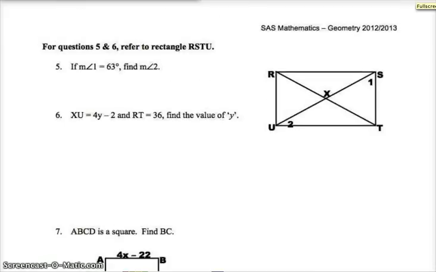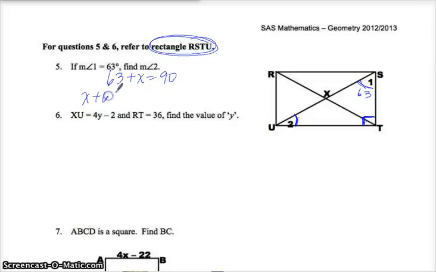Number 5 and 6. Number 5, if the measure of angle 1 equals 63 degrees, find the measure of angle 2. Well, it says it's a rectangle. So this is going back to that triangle sum theorem, right? If it's a rectangle, I know that this angle right here is 90 degrees. And if this is 90 degrees and this is 63 degrees, that means this angle and 63 have to add up to be 90, right? Or you could have said x plus 63 plus 90 has to add up to 180. However your brain wanted to think that through.